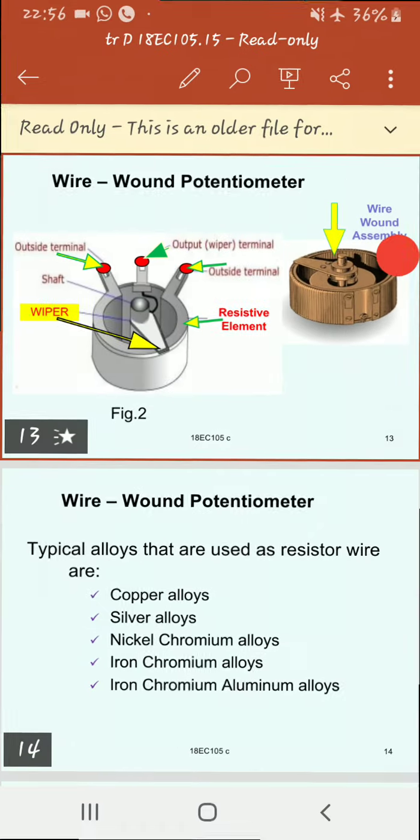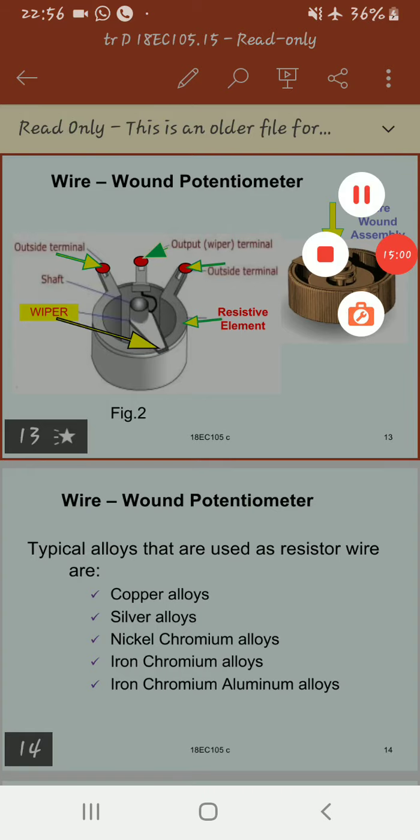Now let us see the wire wound potentiometer, its construction.